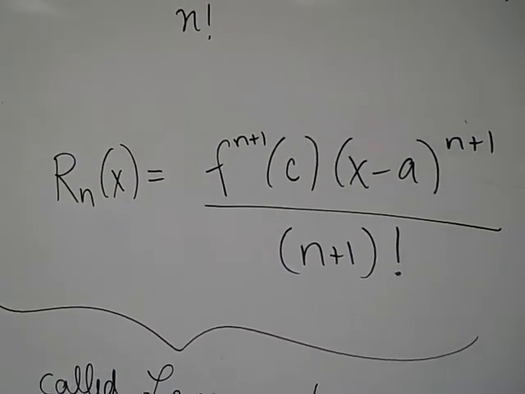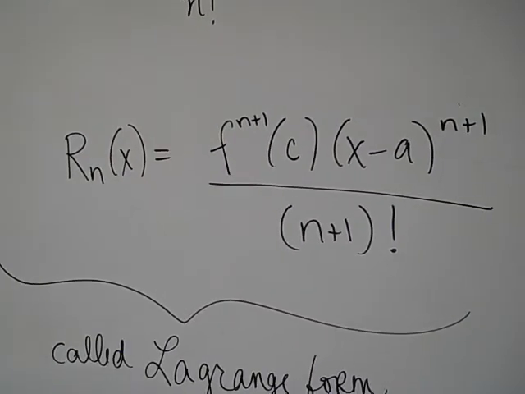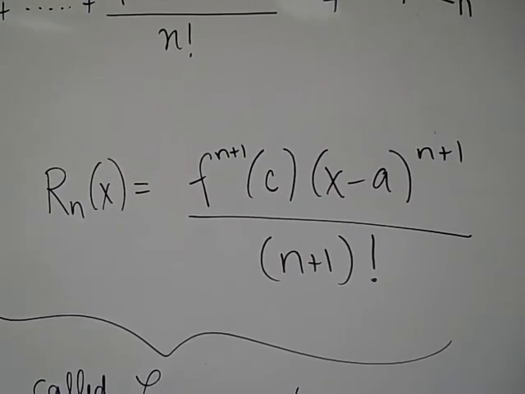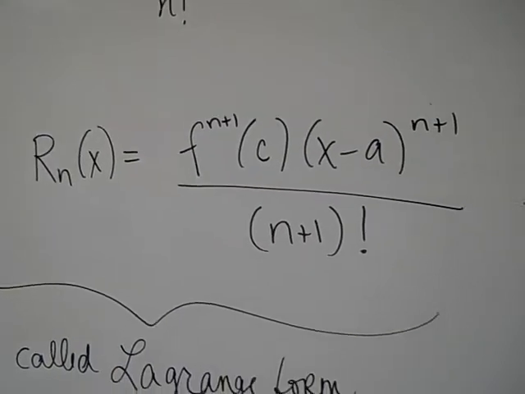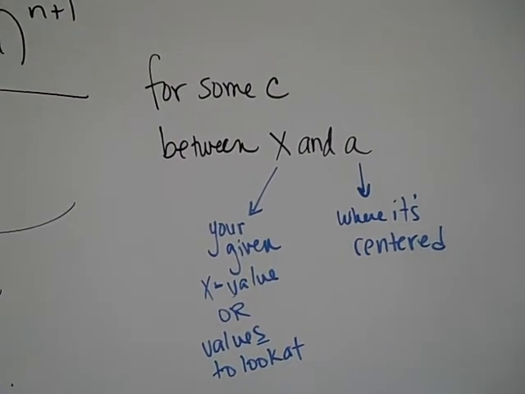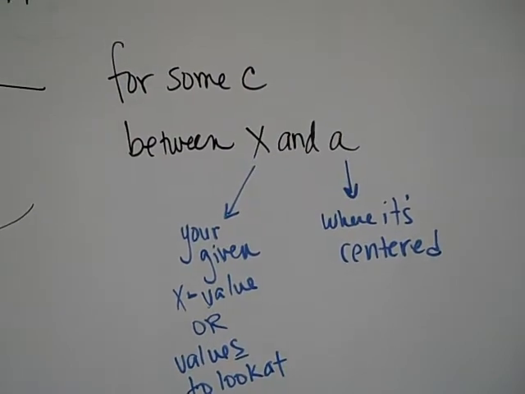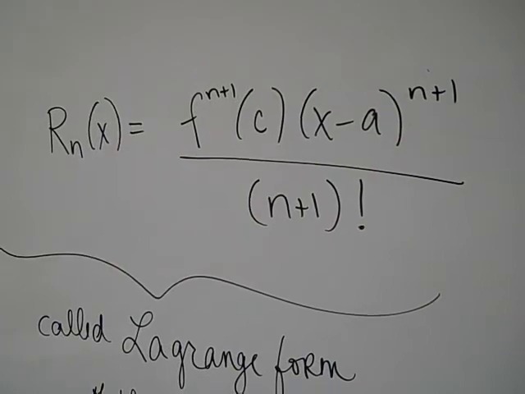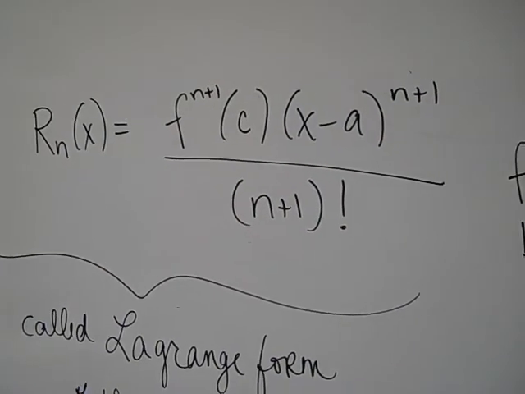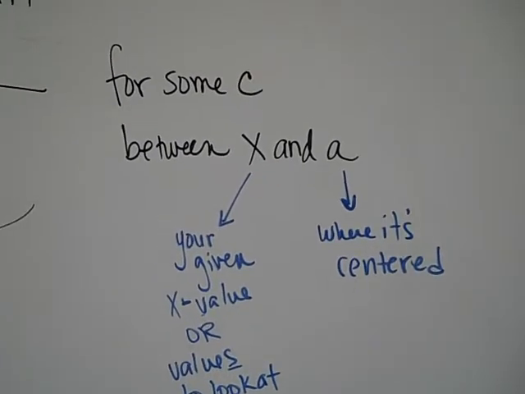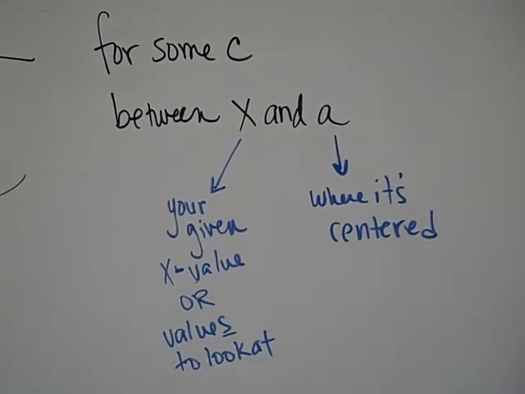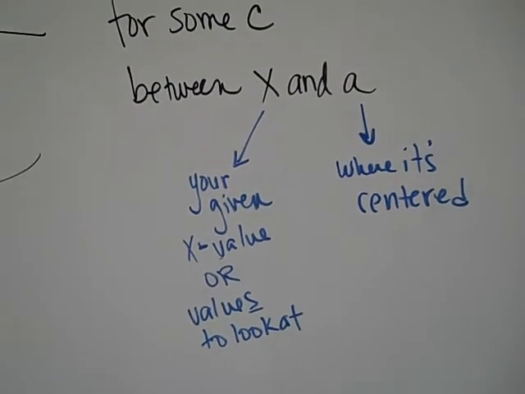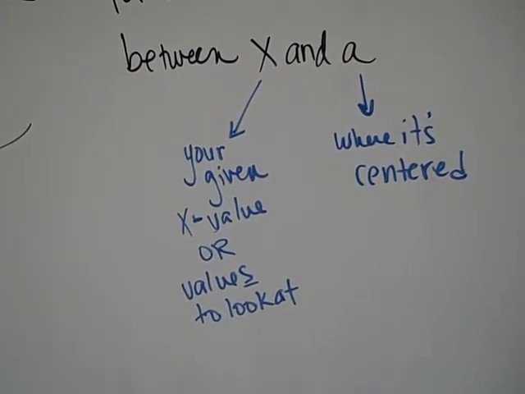And anyway, this remainder, the a value is the place where the function or where the series is centered, just like always. The c value is some c value between x and a. The tricky part of using this is going to be finding that f of c value to the whatever derivative. Because c is going to be some value between x and a. A is where it's centered, so in this case 0, and x is going to be our given x value or values to look at.